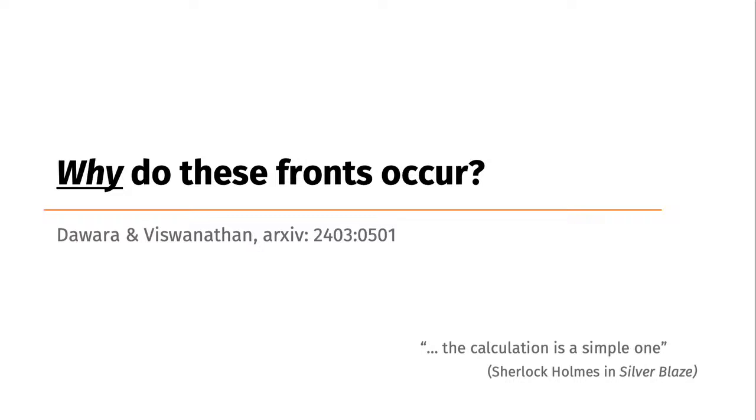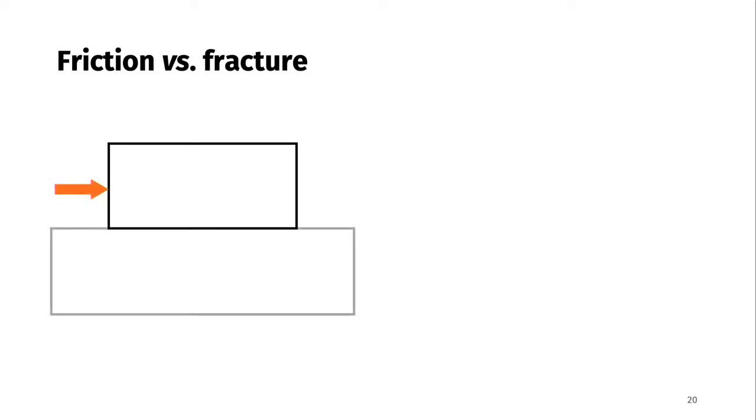The model is not very sophisticated. I'll go over that in detail. But before we do that, let's step back a bit and look at this friction-fracture analogy a little bit more carefully. So let's say I have a body like this, and I want to push it from left to right. Assume the bottom body, the gray one, is rigid.